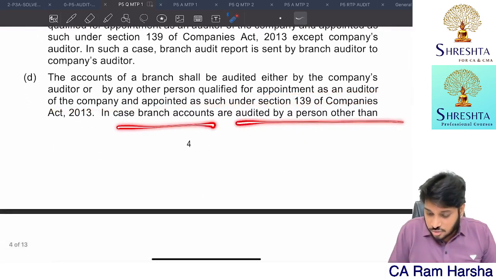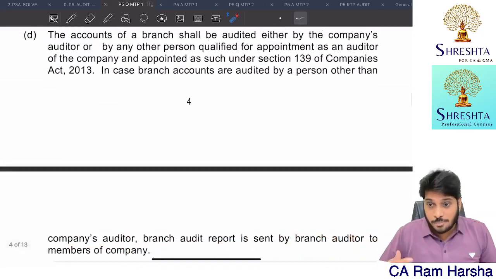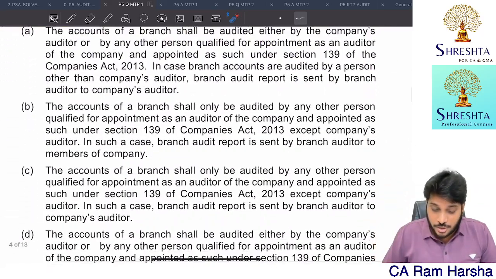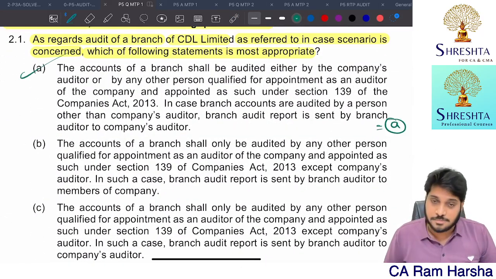In case of branch accounts are audited by a person other than company auditor, branch audit report is sent by branch auditor to members of the company. That's wrong. We know branch auditor has to first send the report to company auditor. So after reading the four options, I felt A is most correct. A.